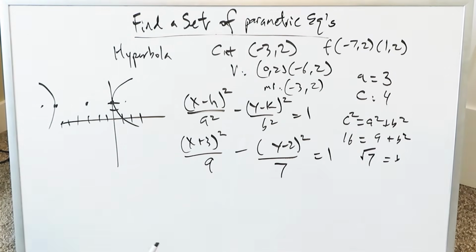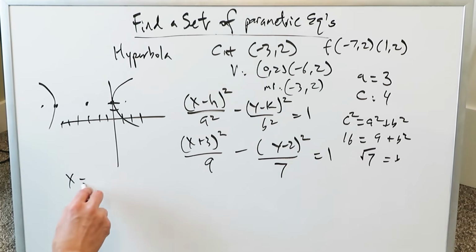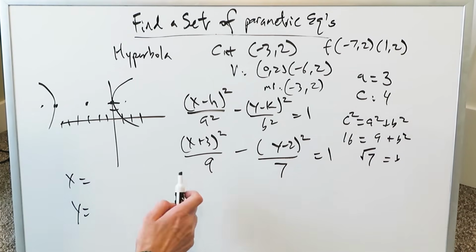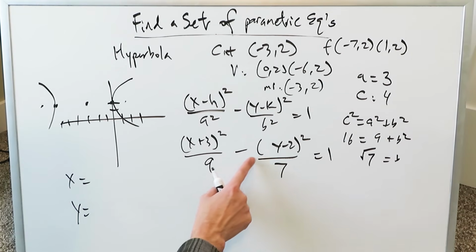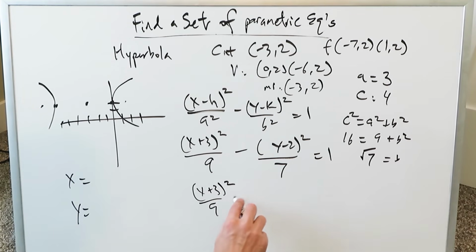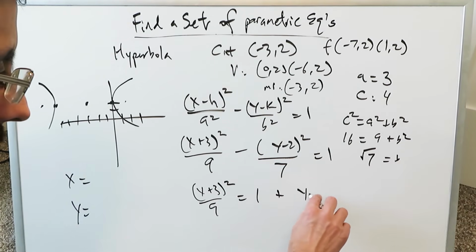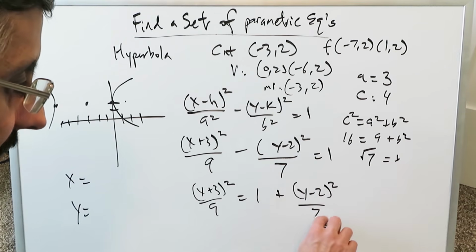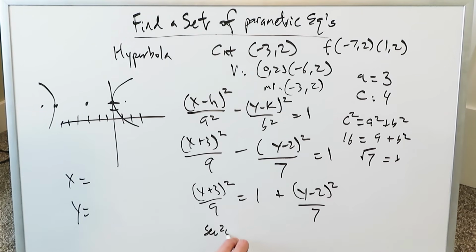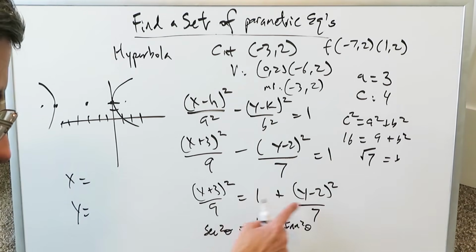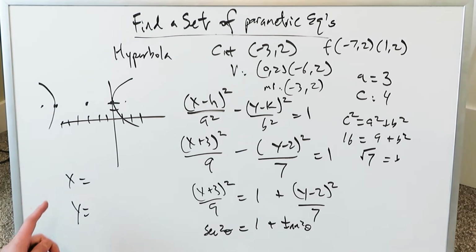And now you have to basically develop a set of parametric equations. But now what is your guide? It's no longer sine squared theta plus cosine squared theta equals 1. Look at this. You need to be thinking about something. If you were to take this on the other side, look what would happen. You'll have x plus 3 whole square over 9 is equal to 1 plus y minus 2 whole square over 7. This looks very much like a secant squared theta is equal to 1 plus tan squared theta type of identity. Secant squared theta is equal to 1 plus tan squared theta. That's what I want to be thinking about.